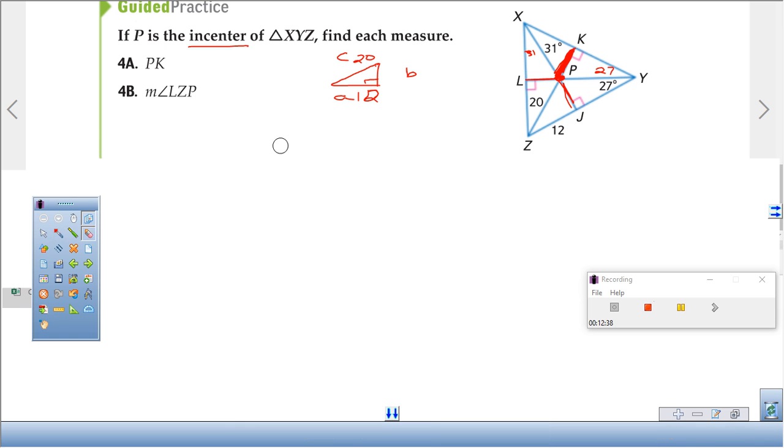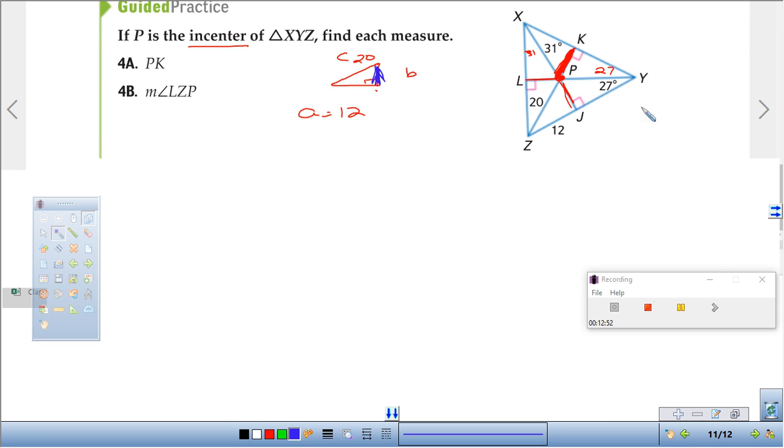Oh my gosh. Right now this one over here is A, and it's equal to 12. When I find this unknown side right here, I'm sorry guys, my pen is just all messed up. That's that side. It'll give me that side.